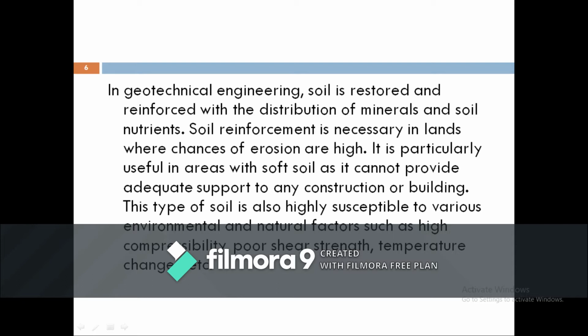So here, wherever soft soil is present, that soft soil will not be able to provide any support to the building construction. For that reason, wherever we have soft soil, or wherever there are chances of erosion, we have started using some soil reinforcement. This type of soil is also highly susceptible to various environmental and natural factors such as high compressibility, poor shear strength, temperature changes, etc. So swelling characteristics can be there, or very high compressibility, or compaction, or the shear strength is very less.